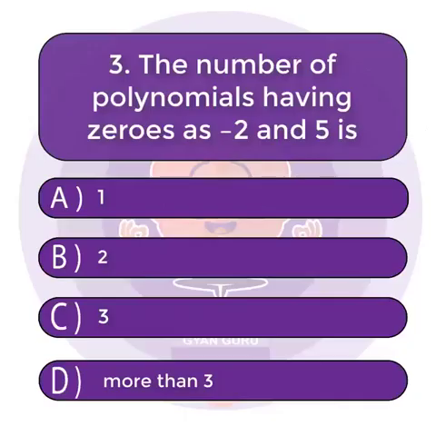The number of polynomials having zeros as 2 and 5 is: a. 1, b. 2, c. 3, d. More than 3.